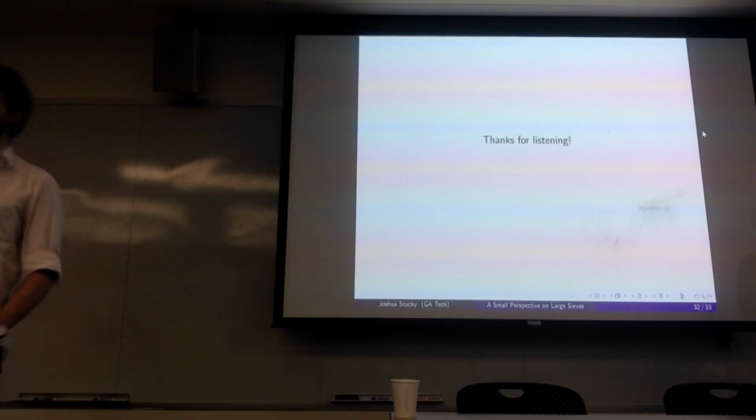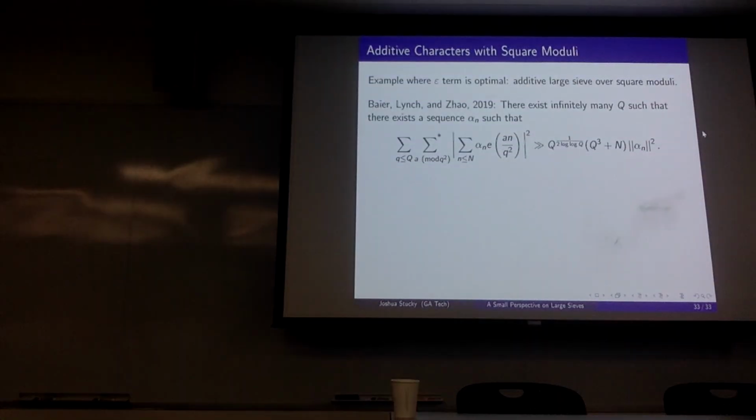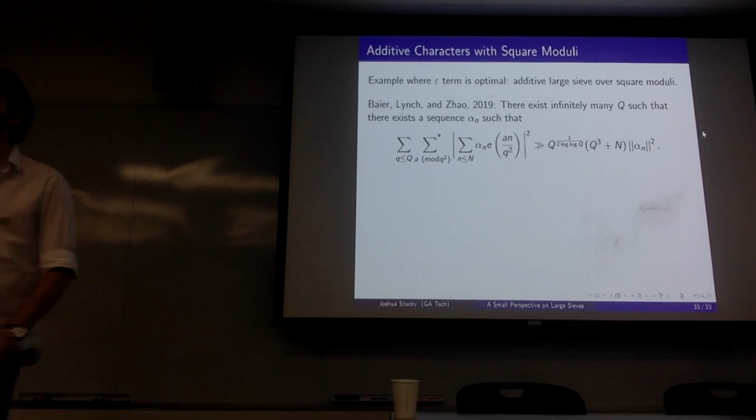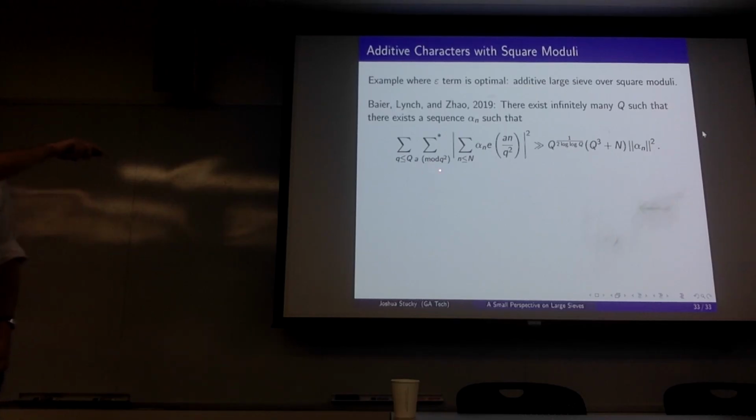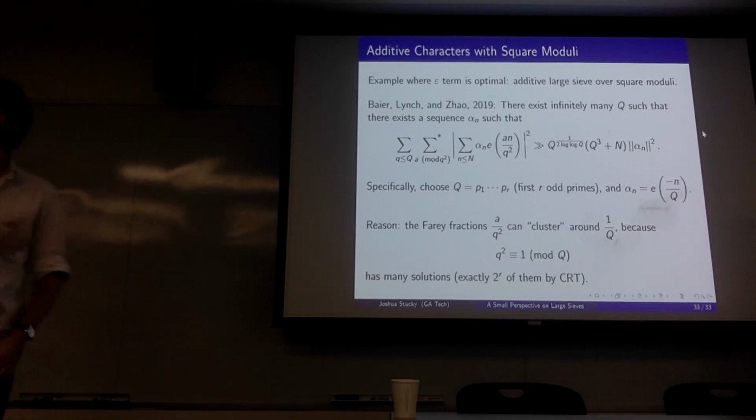Are there any other questions? Oh, yeah. I want to know what's in slide 33. Oh, slide 33, sure. It was the case where this Q to the epsilon term is optimal. So if you look at the additive large sieve, but with square moduli, you can actually show that you do have a genuine Q to the epsilon factor that shows up, and it's really because you can concoct these Q, where you can play this game with the Chinese remainder theorem and make these fractions cluster around 1 over Q, when it's a product of primes.